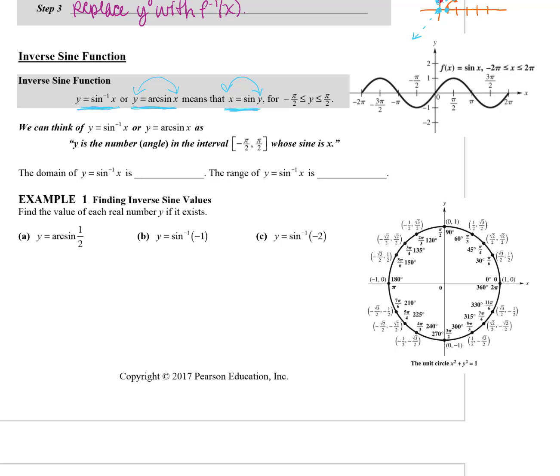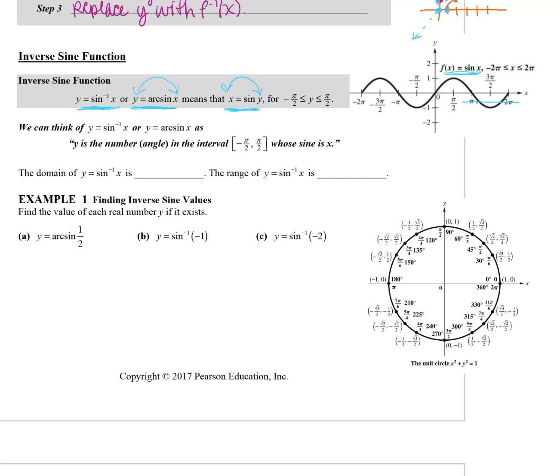If we look at the graph of f of x equals sine of x, is that a function? Yes, it is, because it passes the vertical line test. Is it one-to-one? It's not one-to-one, because do you see how it does not pass the horizontal line test? If I draw a horizontal line, you can see that it passes the graph at many places. So this is not one-to-one.